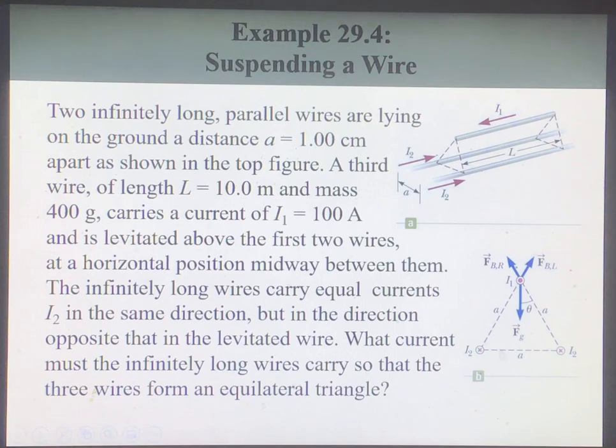This picture shows everything that is going on right here. If I look at the system in terms of the cross section, you can see that I2 is going into the paper and I1 is coming out of the paper. So it means that I2 and I1 are flowing in opposite directions. So the force between I2 and I1 is going to be a repulsive force, and the force between I2 and I1 here is also going to be a repulsive force. The force on the left wire is repulsive, and the force on the right wire is also repulsive.